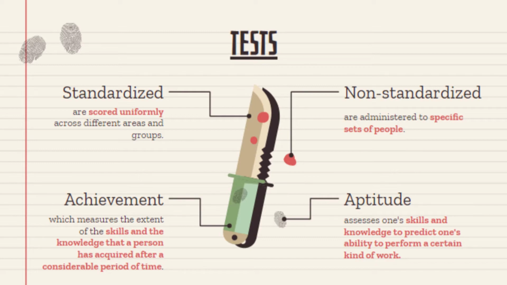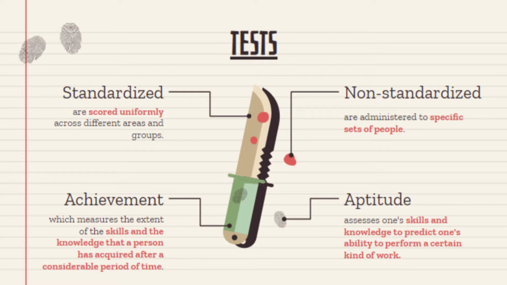Standardized tests are scored uniformly across different areas and groups. They are used by official institutions to assess a wide range of groups such as students or test takers. When we say non-standardized, they are administered to specific sets of people, thus they may not be scored uniformly across different areas and groups. Standardized tests are often considered more reliable and valid. However, non-standardized tests may be more appropriate for obtaining certain responses or measuring a specific skill.